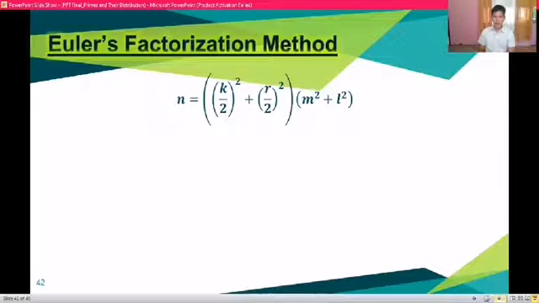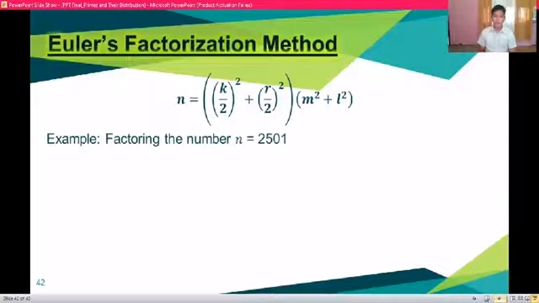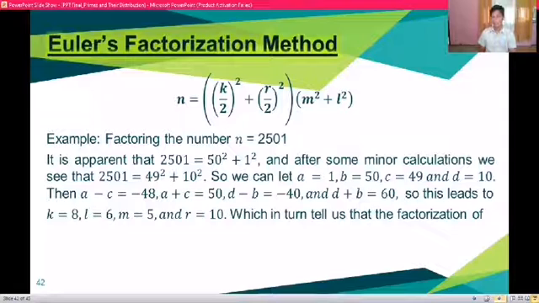Okay? So now, kani nga formula atuan siyang gamiton para makuha nato ang duha ka factors. So we see that this factorization is in fact a valid one. Now let us do an example by factoring the number N is equal to 2,501. It is apparent that 2,501 is equal to 50 squared plus 1 squared. And after some minor calculations, we can see that 2,501 is equal to 49 squared plus 10 squared as well.